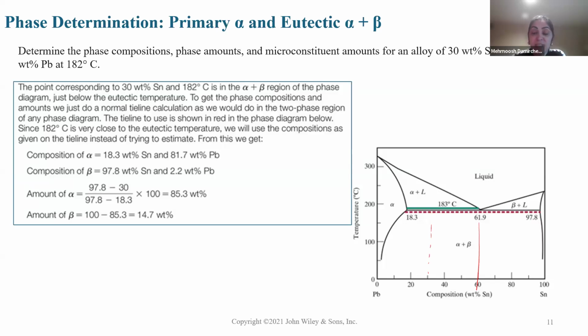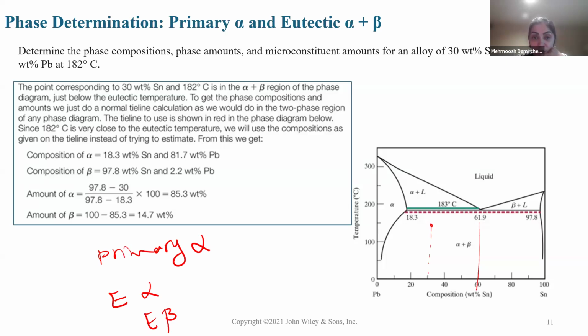So we consider this hypoeutectic, and when we cool it, we expect to have primary alpha, eutectic alpha, and eutectic beta. So we have two solid phases, but alpha has two microstructures, primary alpha and eutectic alpha. For beta, we only have eutectic beta.